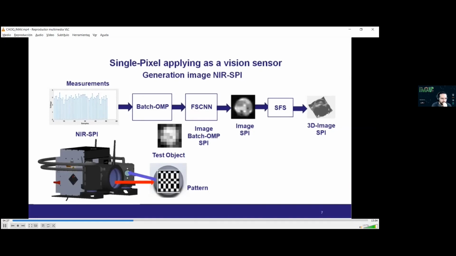By reconstructing the image using the measured signal and the sequence of patterns. For the low resolution images, we are planning a super resolution method based on CNN. This 2D imaging will be used to generate the 3D imaging.